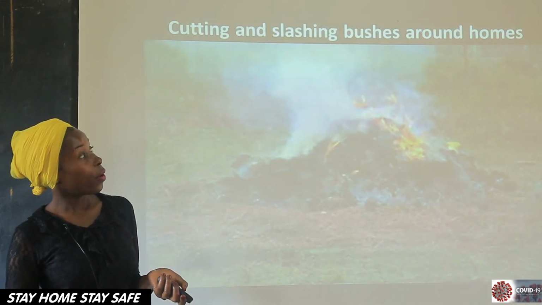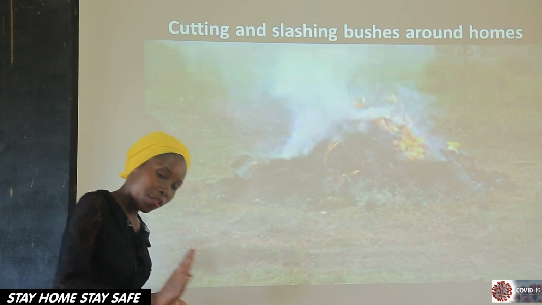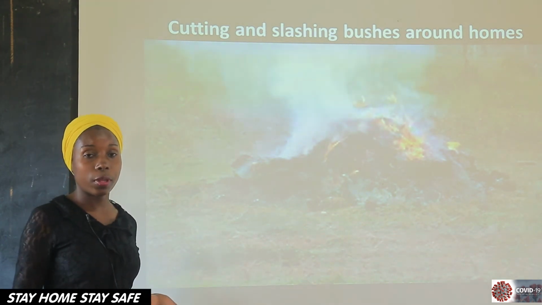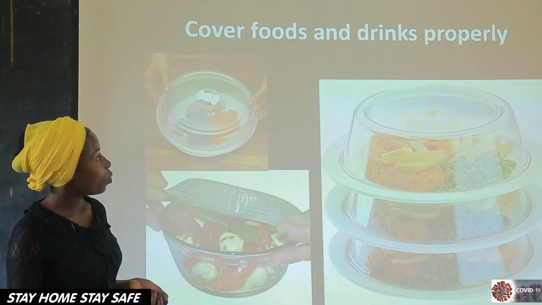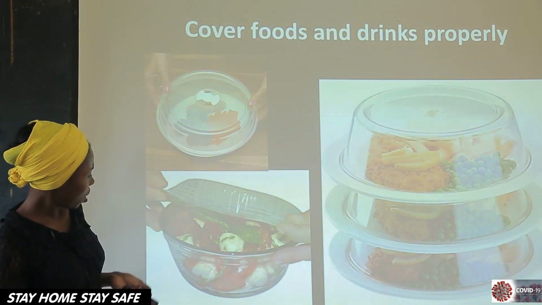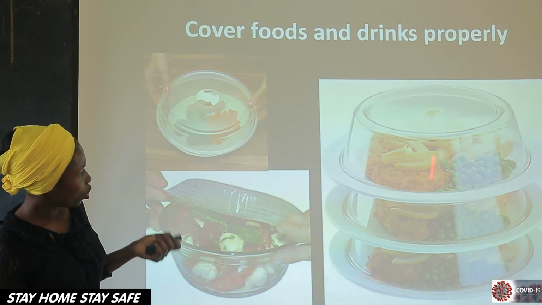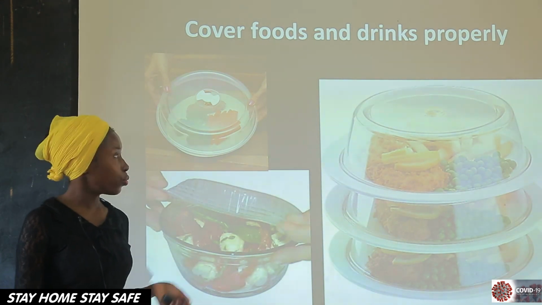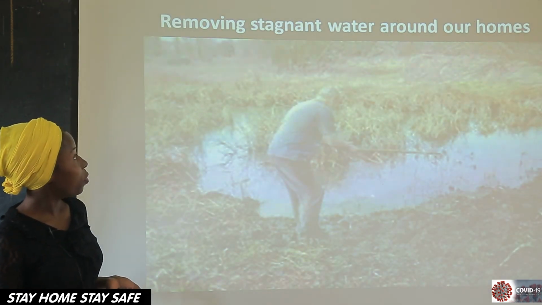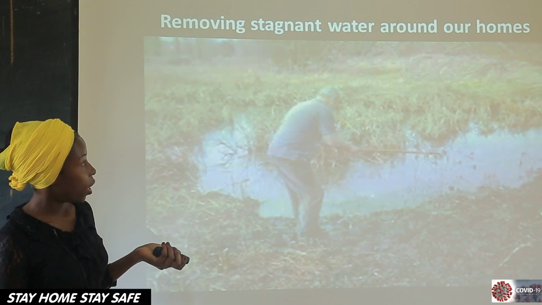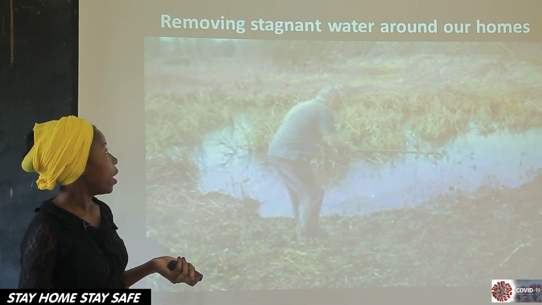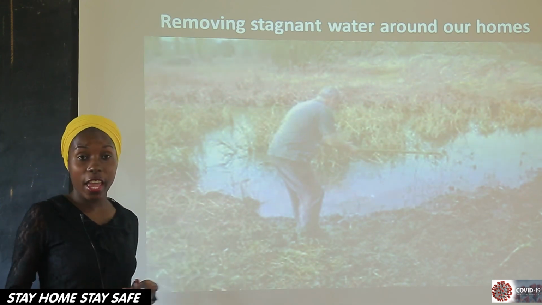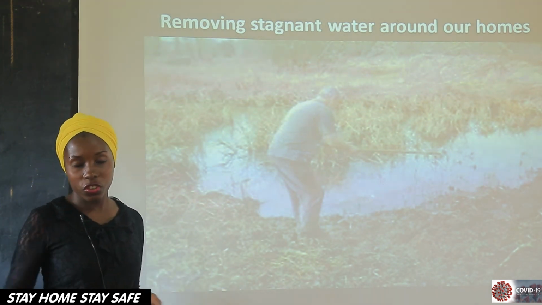Cutting and slashing bushes around our home, of course, we said that means you're eradicating the mosquito breeding places. Cover food and drinks properly. You see, cover it up tightly. So even if a housefly comes with a very fast speed, it won't throw this down. Removing stagnant water. You see, this water is not moving. And then what we do is to drain it. Drain the stagnant water around our homes. That means even the eggs of the mosquitoes will be drained.